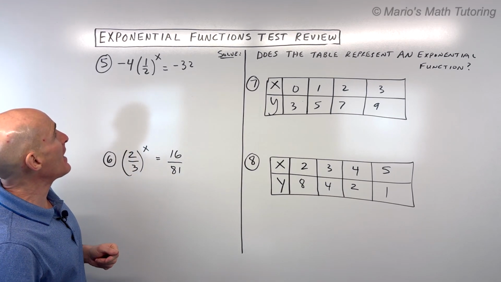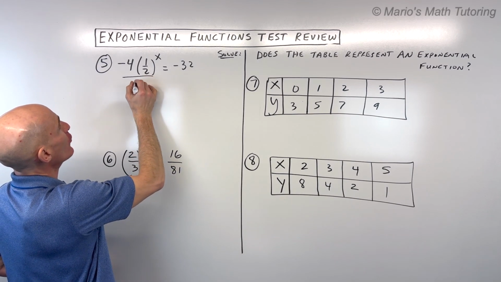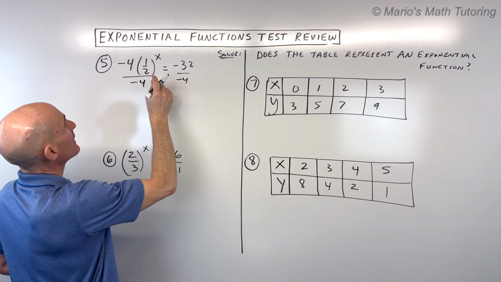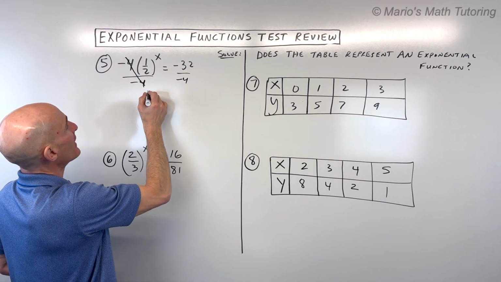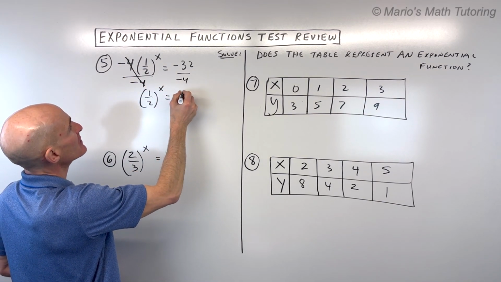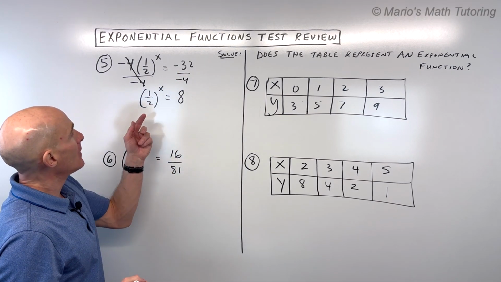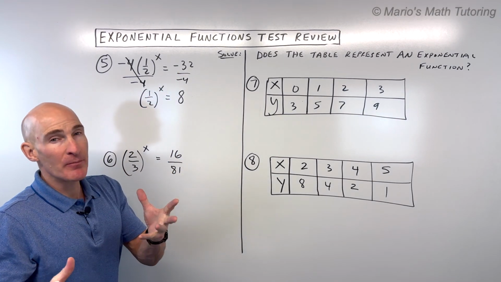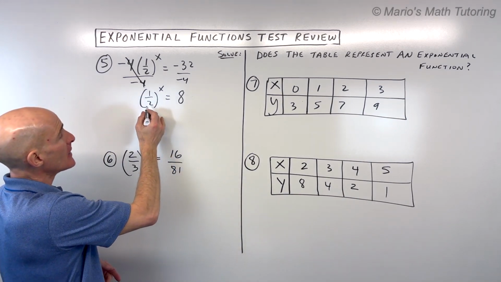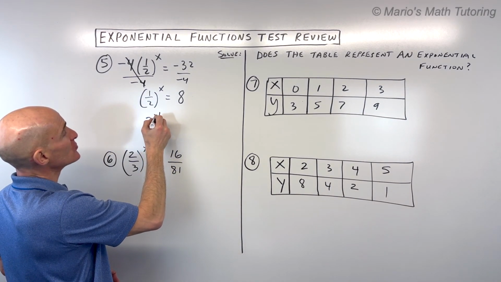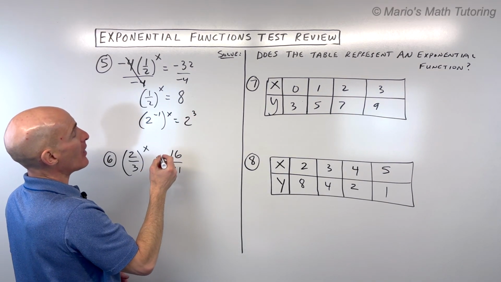So for number 5, what I would do first here is I'd divide both sides by negative 4. Kind of working from the outside in towards that variable there. So that's going to give us 1/2 to the x power is equal to 8, because a negative divided by negative is a positive. Now, what you can do is you can try to get the bases to be the same on both sides, and then you set the exponents equal to each other. So for example, 1/2 is like 2 to the negative 1 power, and 8 is 2 to the 3rd power.